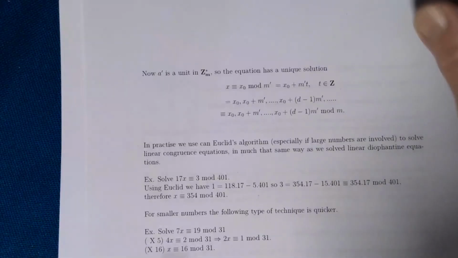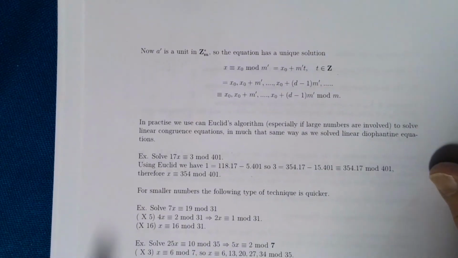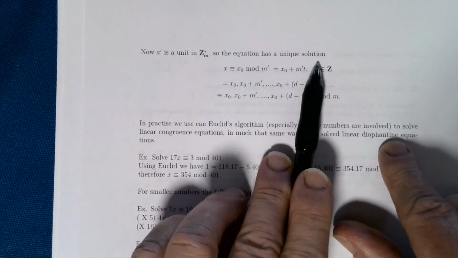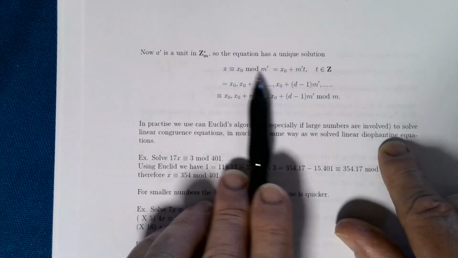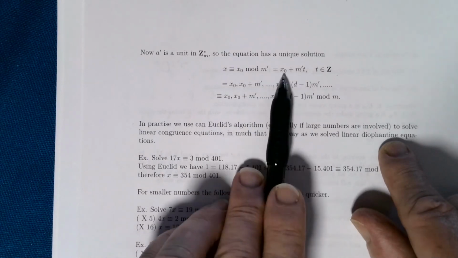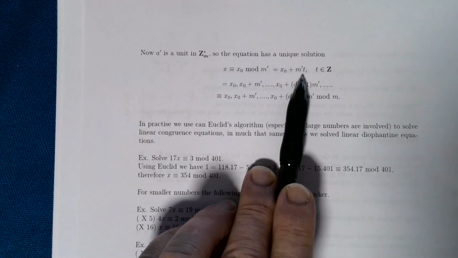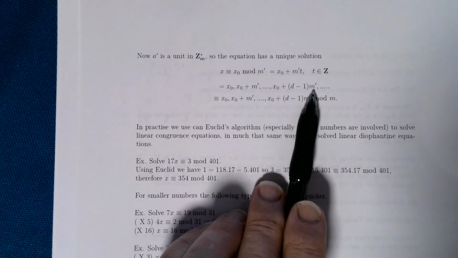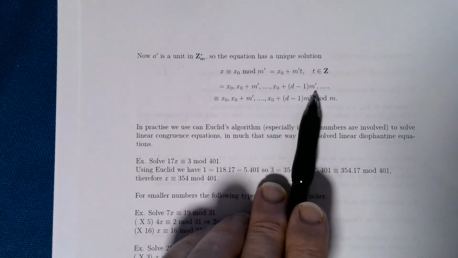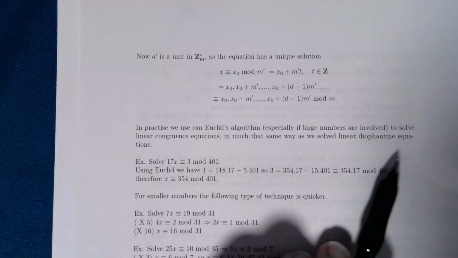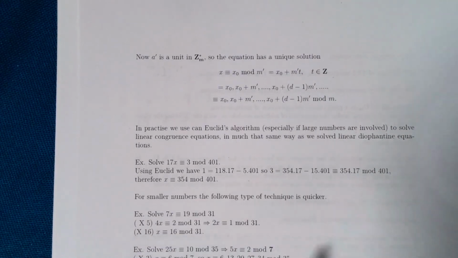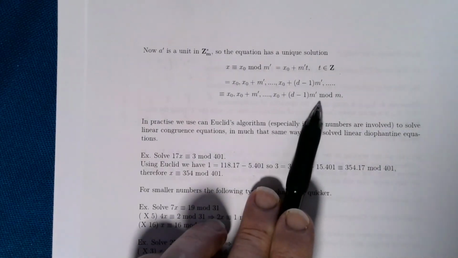So to finish off the proof, since a dashed is now a unit in Zm dashed star, the equation has a unique solution x is congruent to x naught mod m dashed, which is x naught plus m dashed t. And then I can just keep adding on m dashed until finally I get d minus 1 times m dashed. Once I get d times m dashed, that gets you back to your x naught again, because d times m dashed will give you m. And that gets me my d solutions, and there they are.